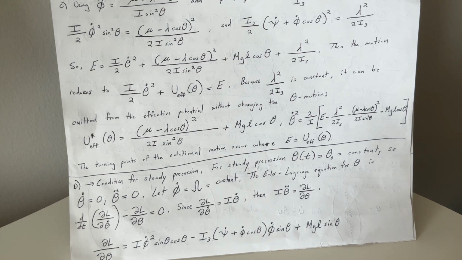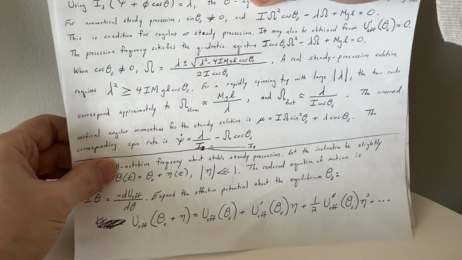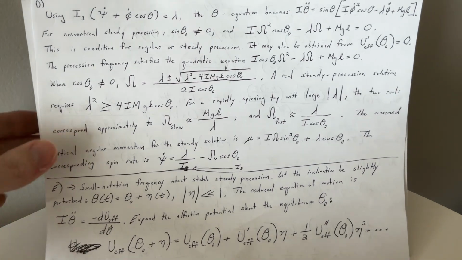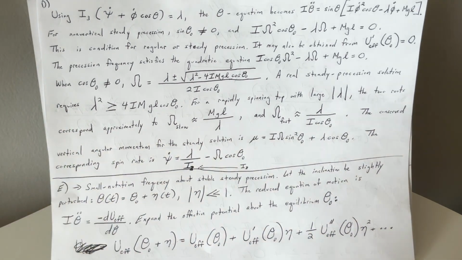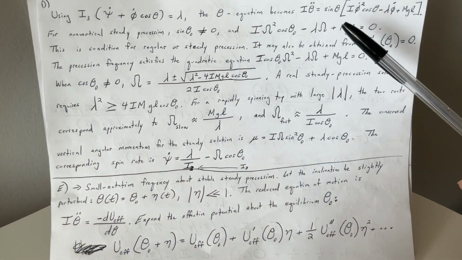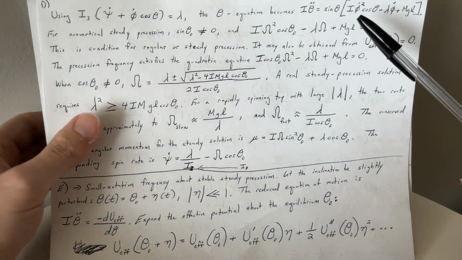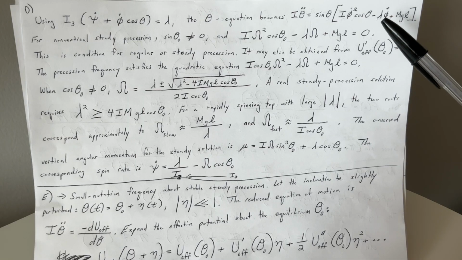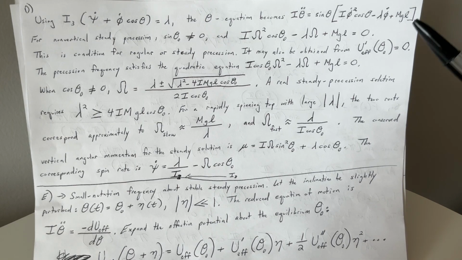Okay, so building on that, using I sub 3 times the quantity psi dot plus phi dot cosine theta equals lambda, the theta equation becomes: I theta double dot equals sine of theta times the bracket I phi dot squared cosine theta minus lambda phi dot plus mgl close bracket.